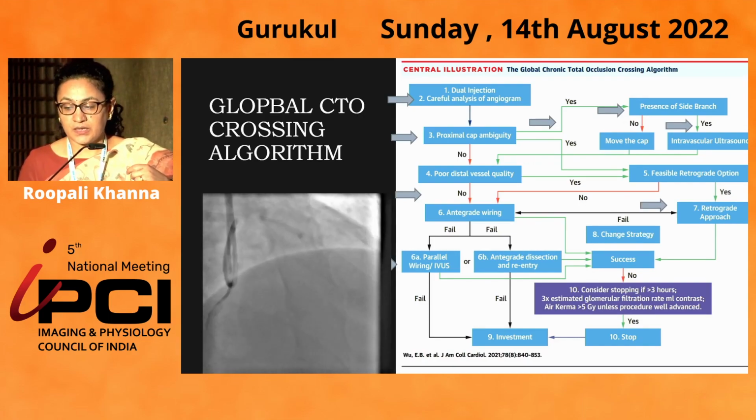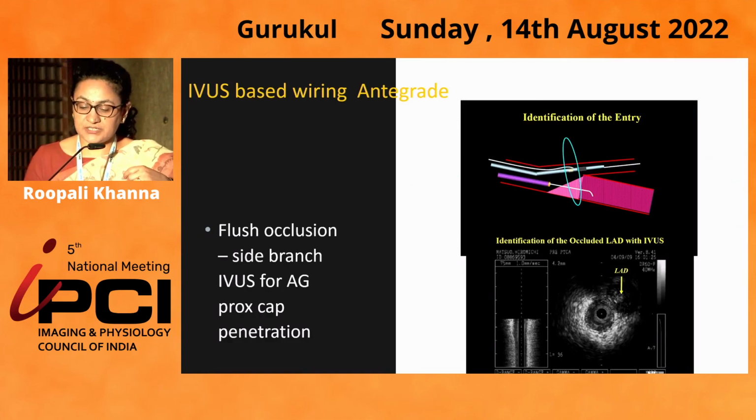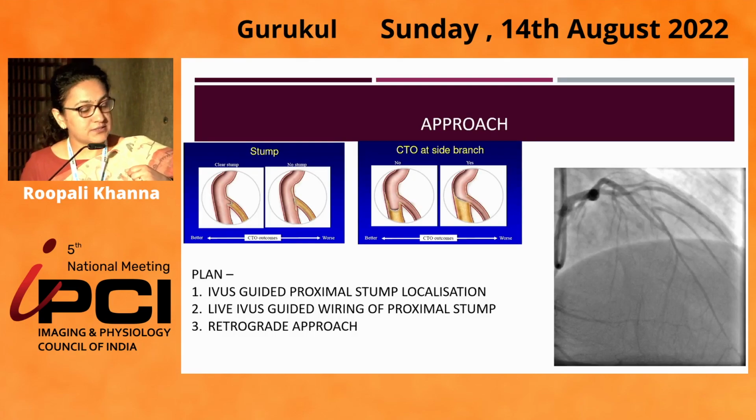So what is basically IVUS-based antegrade wiring? It is done in patients with flush occlusion with a good side branch, and you localize the stump from the side branch while doing the pullback in the LAD diagonal. So we took this approach. We thought we would first try proximal stump localization and IVUS guided wiring, and if unsuccessful, we have a good retrograde approach with the contralateral collaterals.